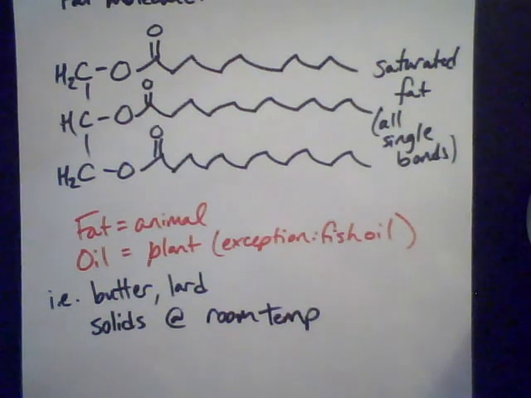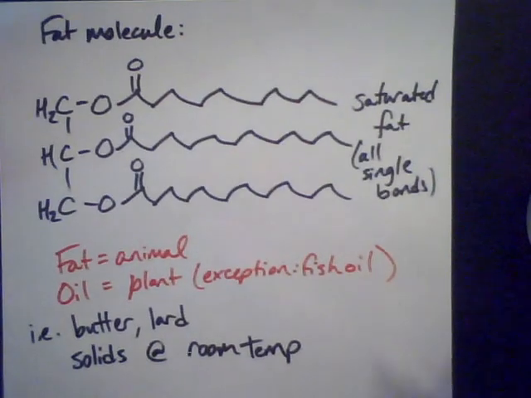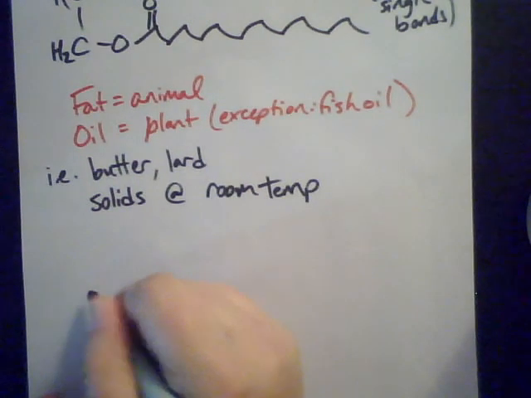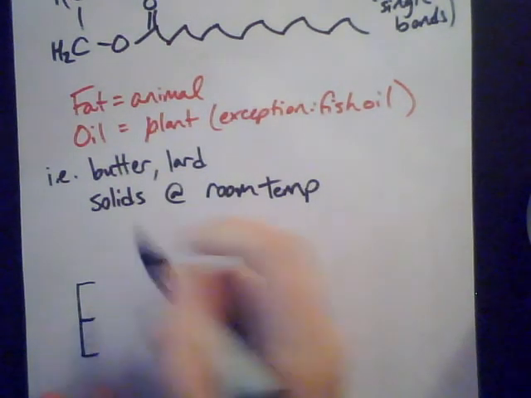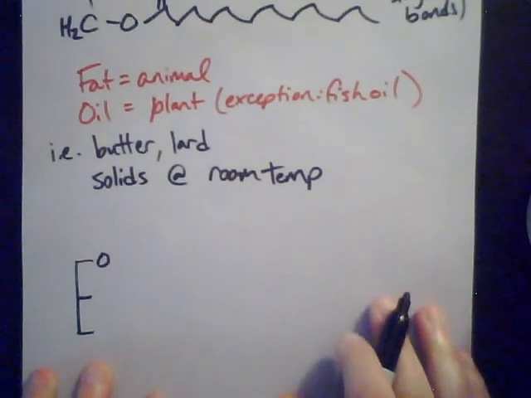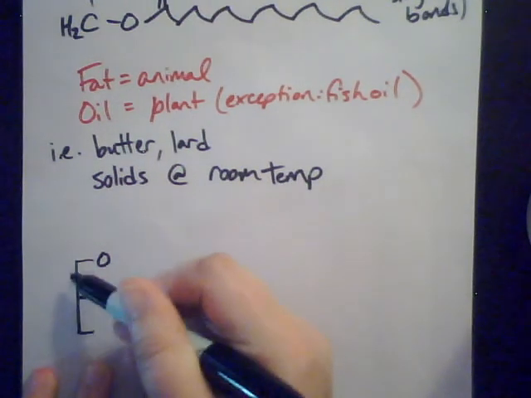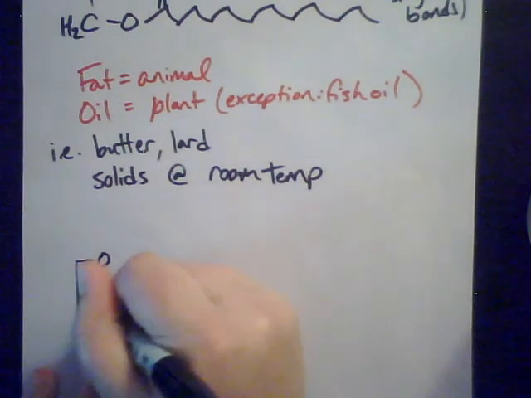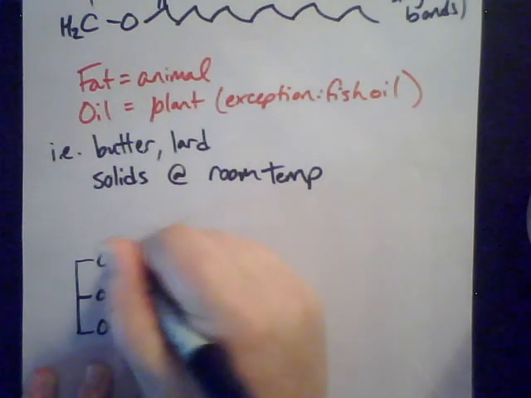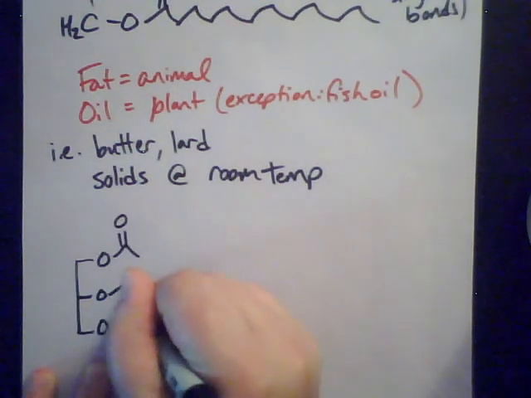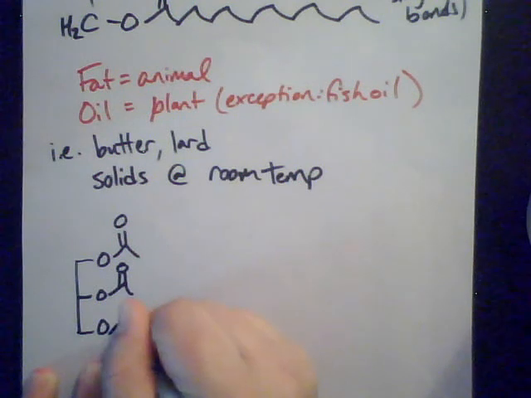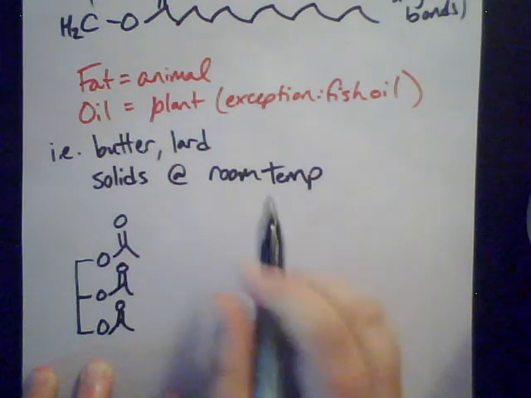Now, if we have unsaturated fats, that would mean that there's carbons in here that have double bonds. So it might look something a little more like this. And I'm going to draw more of a skeletal diagram here. So this is still my glycerol backbone, carbon, carbon, carbon. There's my oxygens. My double bonded oxygen there.